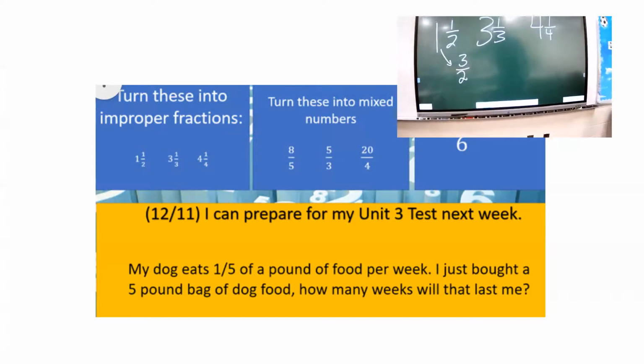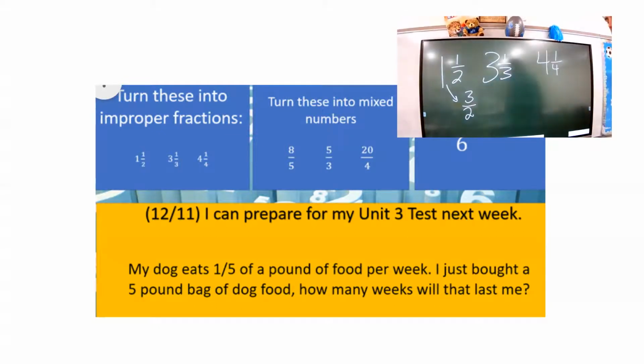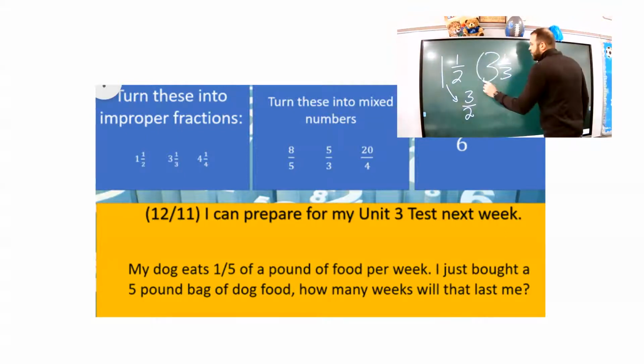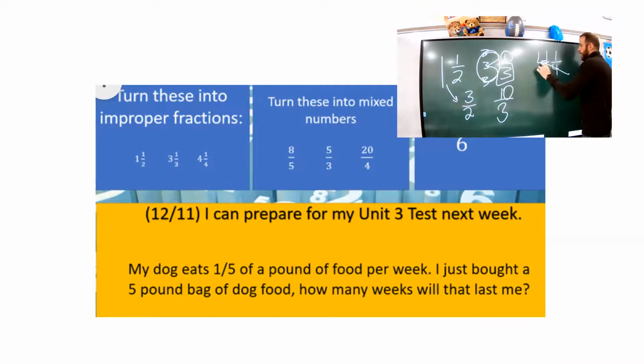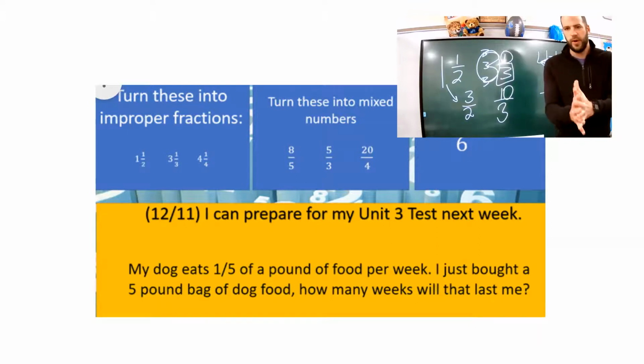The next one, we have 3 1/3. Same thing. Each of these wholes is how many thirds? 3/3. So you have 3/3, 3/3, and 3/3. So total here you have 9/3 plus 1, 10/3. 4 times 4 is 16, 17. So that is 17/4.